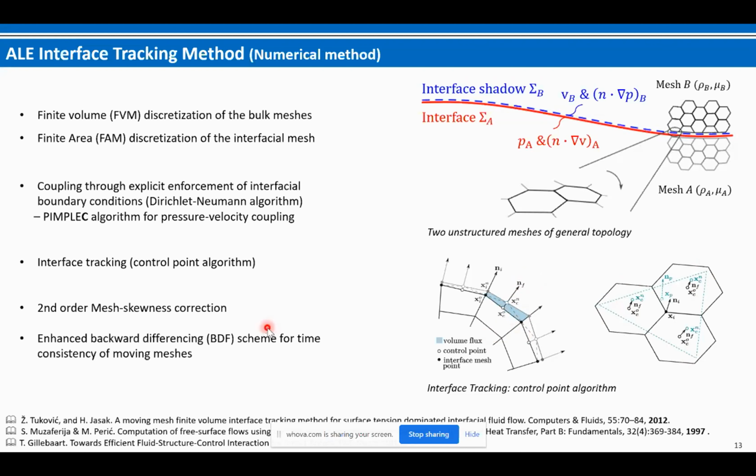This method has second order mesh skewness correction. We use an enhanced backward differencing scheme from the last reference I have on this slide. It is to ensure time consistency for moving meshes. Moving to the next slide.